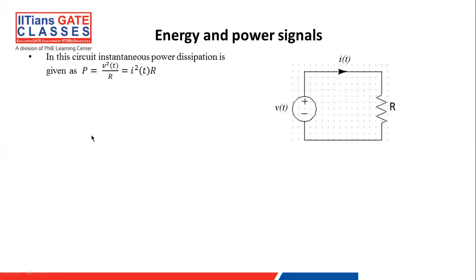Now let's go to energy and power signals. Everyone knows that when we apply a voltage across a resistor, some current will flow because of Ohm's law. Correct? Now, when current is flowing through this resistor, we can say that the resistor is consuming some power. This power is given as either V square by R, or I square into R. So this power is the instantaneous power flowing through this resistor.